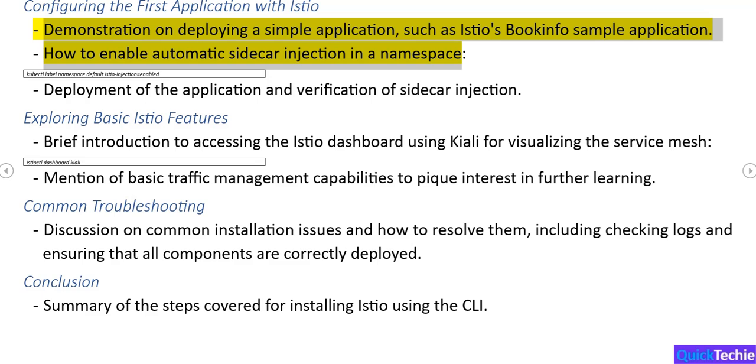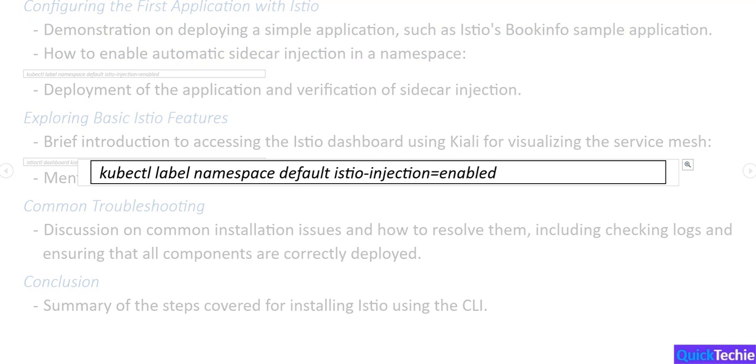This preparation involves labeling the namespace where our application will be deployed to enable automatic Istio sidecar injection. Sidecars are crucial for managing traffic flows, security policies, and telemetry data between the services. To enable Istio's sidecar injection, execute the following command. This command tags the default namespace so that Istio injects a sidecar proxy into every pod deployed in this namespace, automatically integrating them into the Istio service mesh.